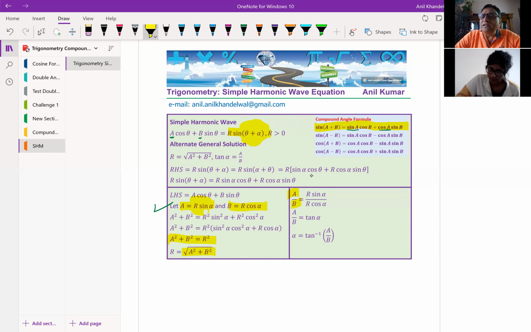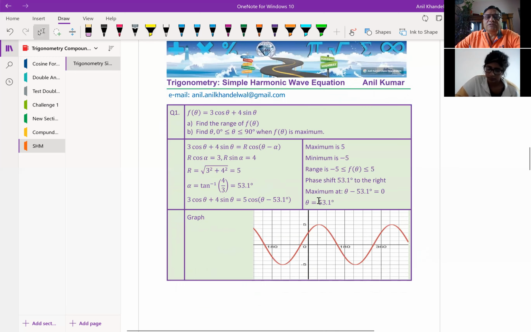So you don't really have to remember these formulas, but if I want sine theta plus alpha, then it is a combination of sine and cosine, right? When you add or subtract, accordingly define your variable, use your compound angle formula, get the result. So now let's take examples. We'll take those 4 examples one by one.